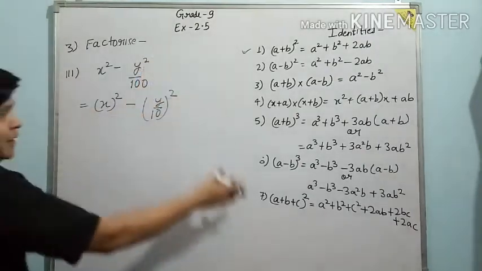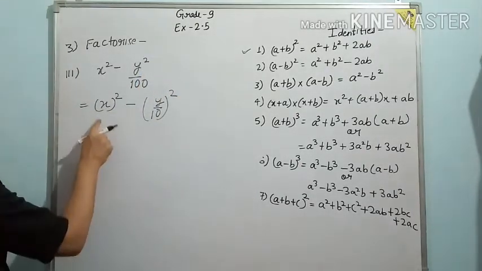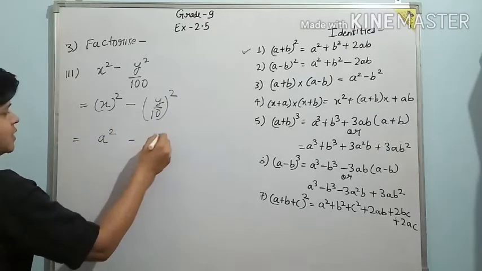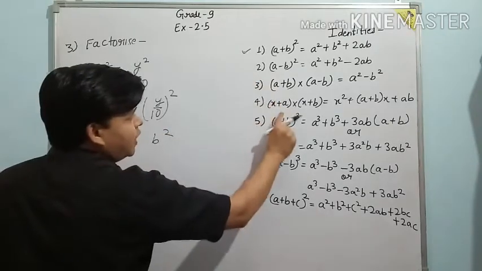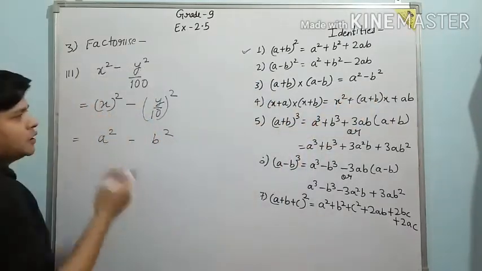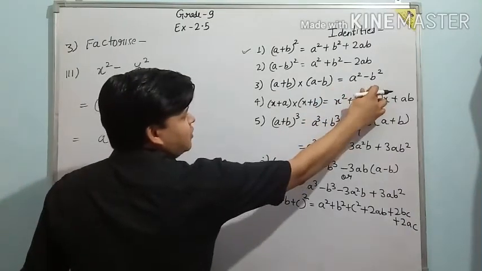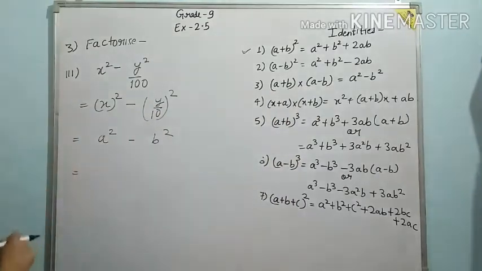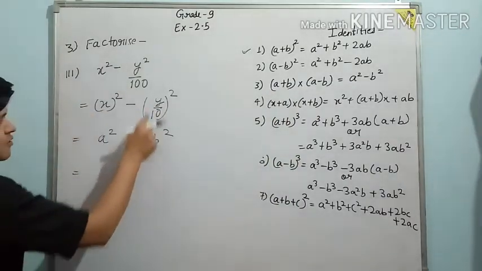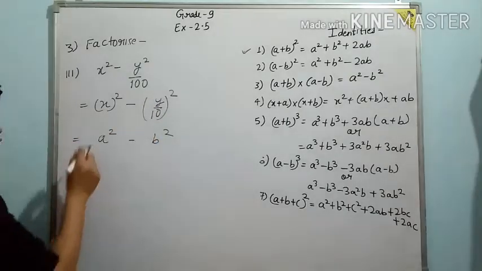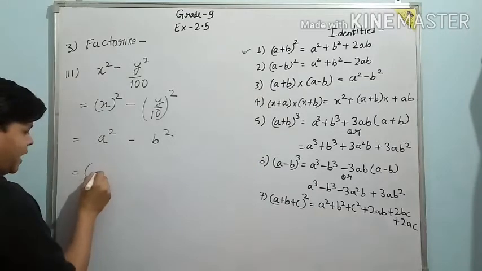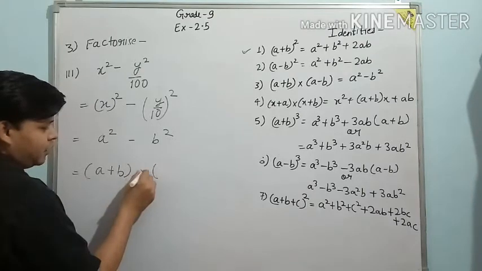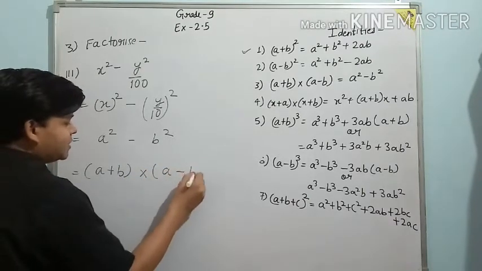So as you can compare this with any one of these identities, this is a square minus b square. I am also writing here a square minus b square. And we all know when a square minus b square is given, we can write it as a plus b multiply a minus b. So first of all we need to identify what a is here. So a is x and b is y upon 10, right? So first is a plus b. I am writing here a plus b multiply, and a minus b.